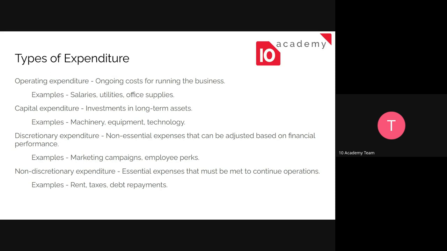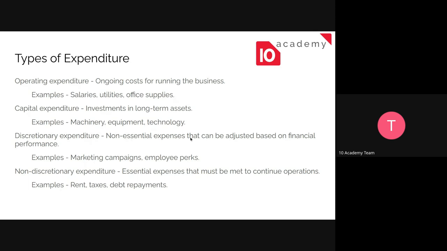the types of expenditures could be looked at like this. Operational expenditures are ongoing costs of running the business. These are directly related with the business, which includes salaries, utilities, office supplies, and so on. But capital, like we have talked about earlier, is investment in long-term assets. This includes machineries, equipment, technologies, and so on. This type of expenditure is more like a fixed expenditure, so it doesn't depend on the production.